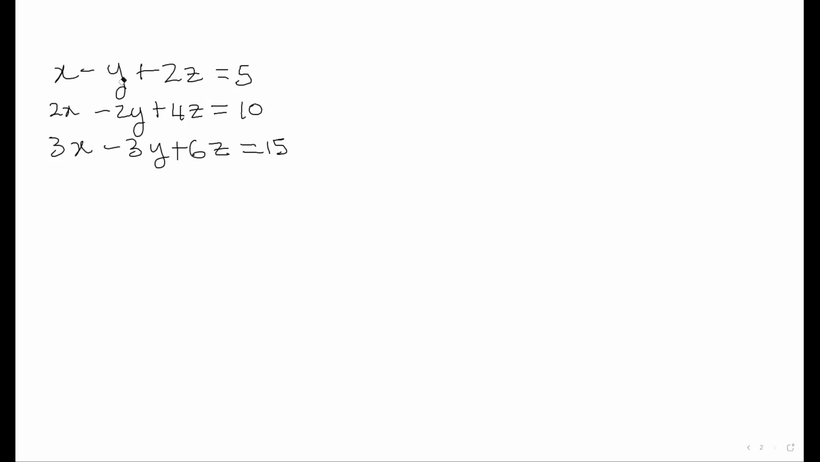Then we can turn this into an augmented matrix. So this is like 1, -1, 2, 5, 2, -2, 4, 10, 3, -3, 6, and then 15.